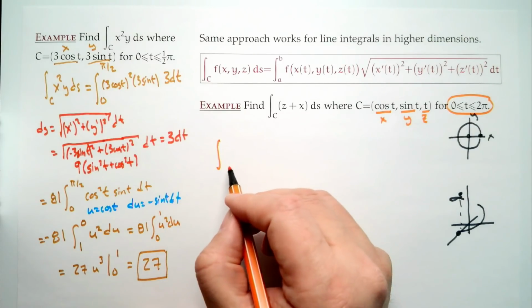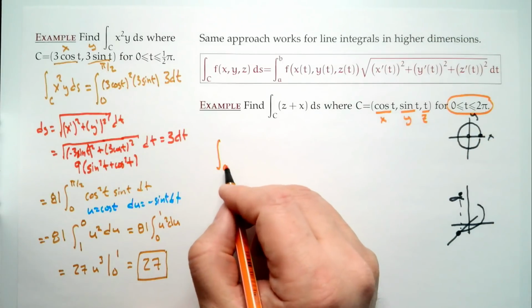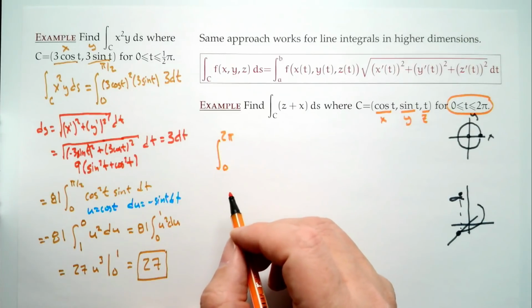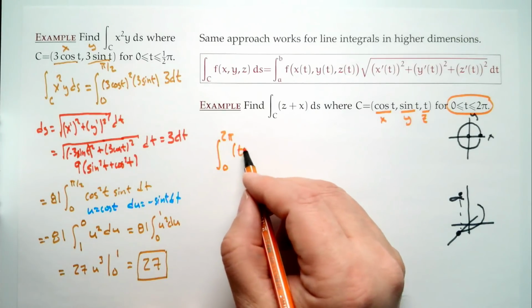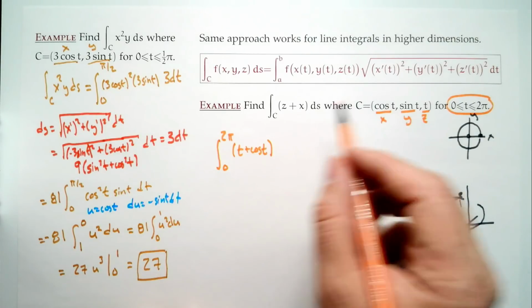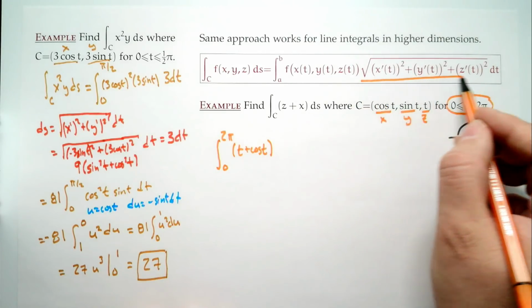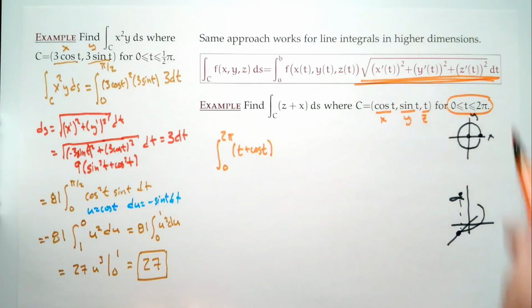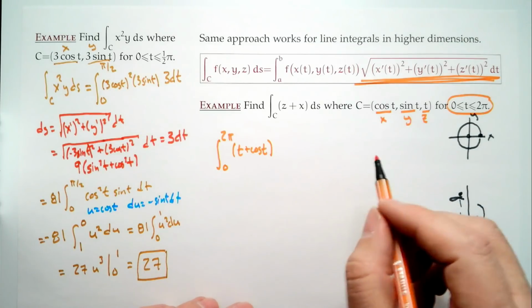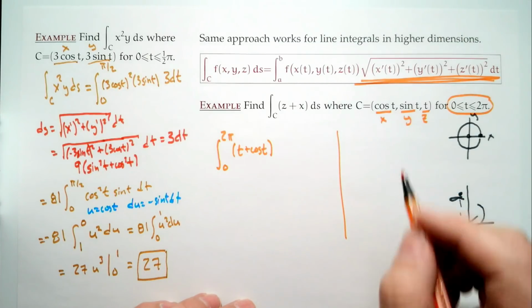So we'll get the integral. My bounds are 0 to 2 pi. Z plus x will become t plus cosine of t. And then the ds, that's the piece that corresponds to arc length. So we're going to go through and work that out. Let's see what that becomes.